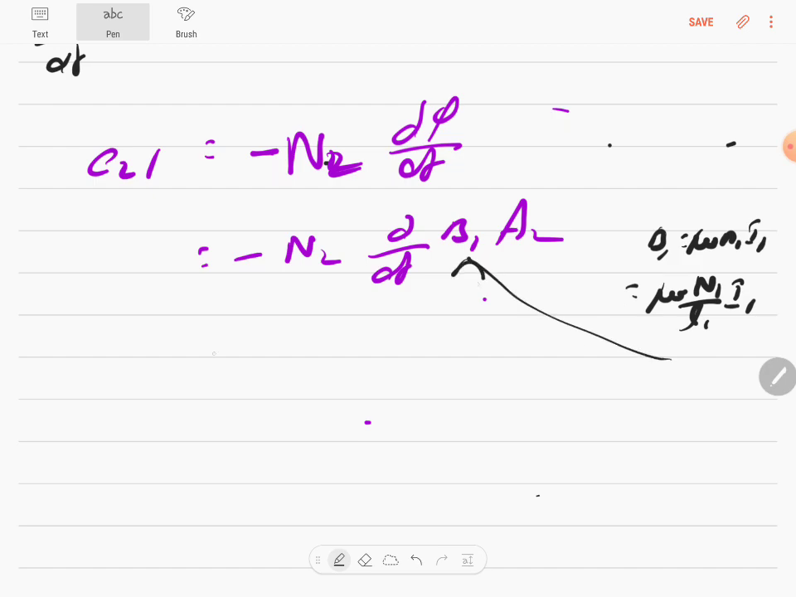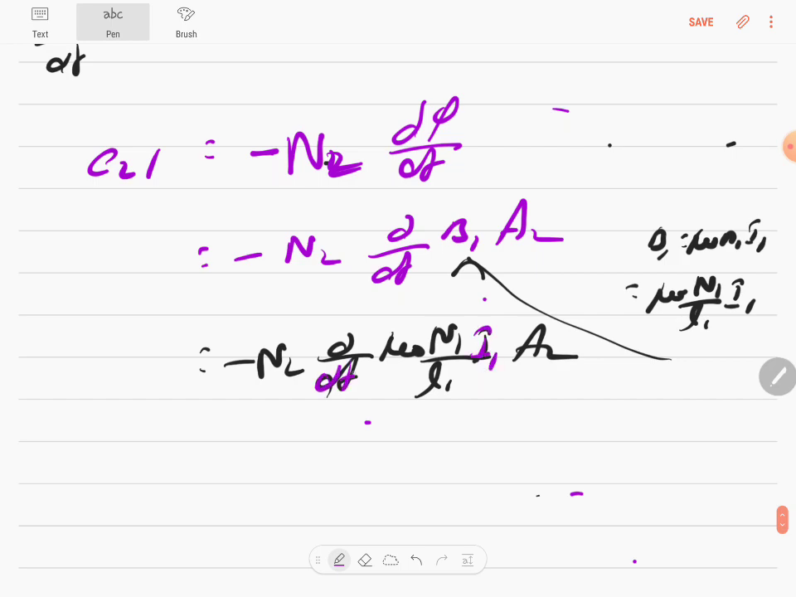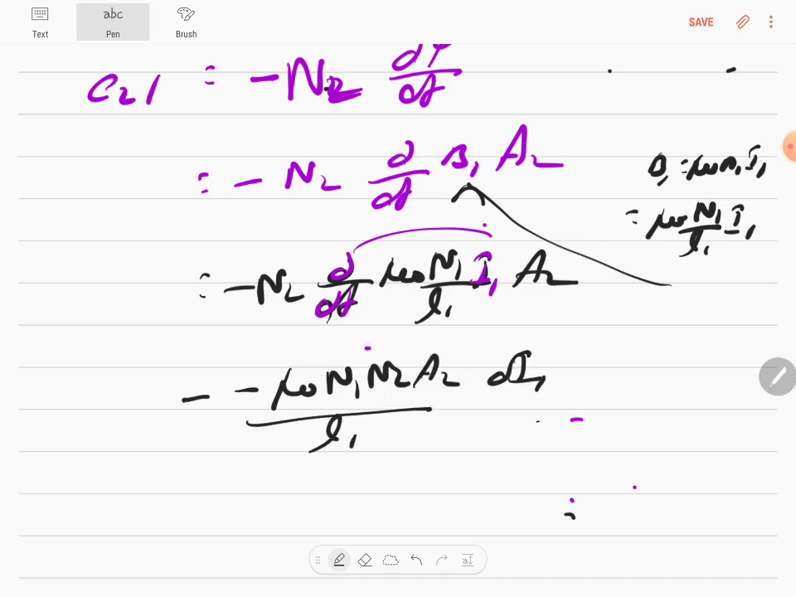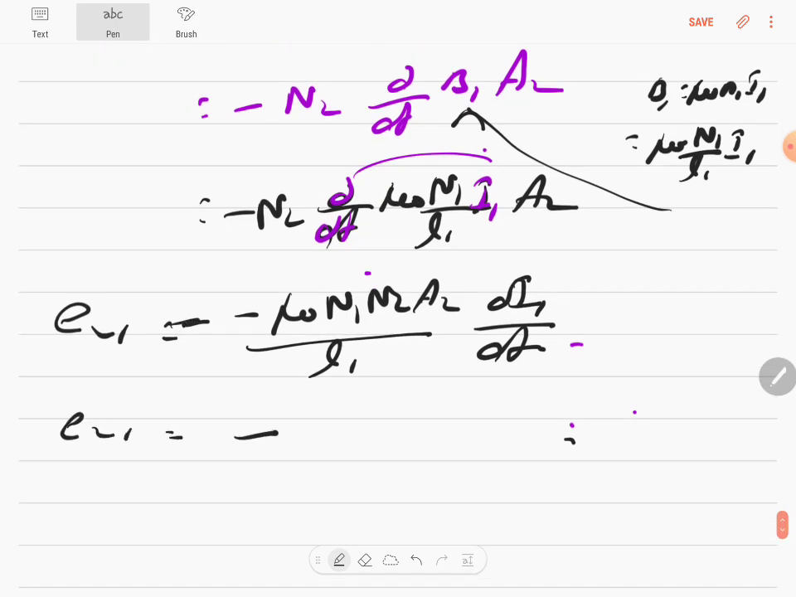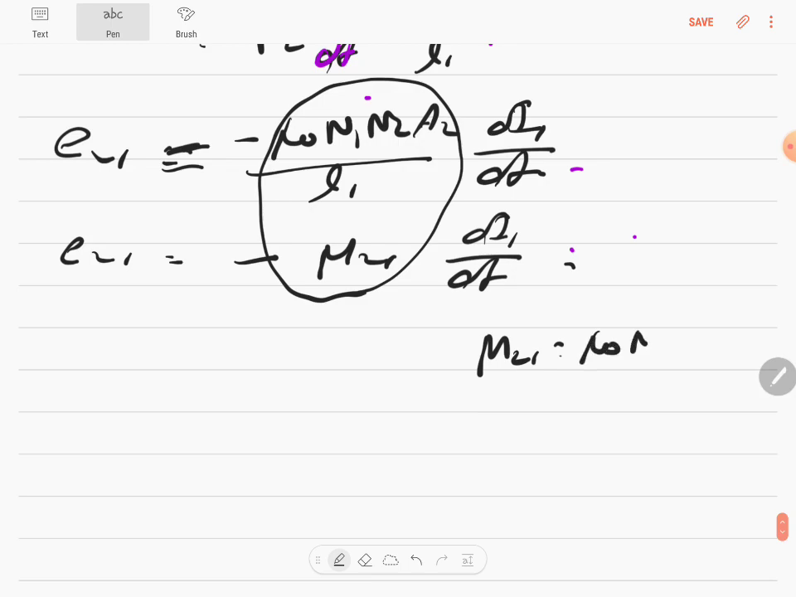Substituting that in place of B1, minus N2 into d/dt of μ0 N1 by L1 into I1 into A2. Which is the variable here? I1 is the variable, the varying current is the crux. So take the rest out and write only I1 inside as dI1/dt. Minus μ0 N1 N2 A2 by L1 into dI1/dt is the EMF induced in the second coil due to the first coil, which is similar to minus M21 into dI1/dt. Therefore, the mutual inductance of the second coil due to the first coil is μ0 N1 N2 A2 by L1.